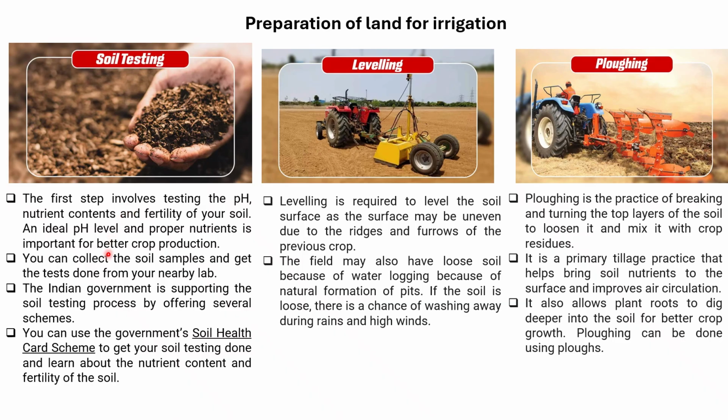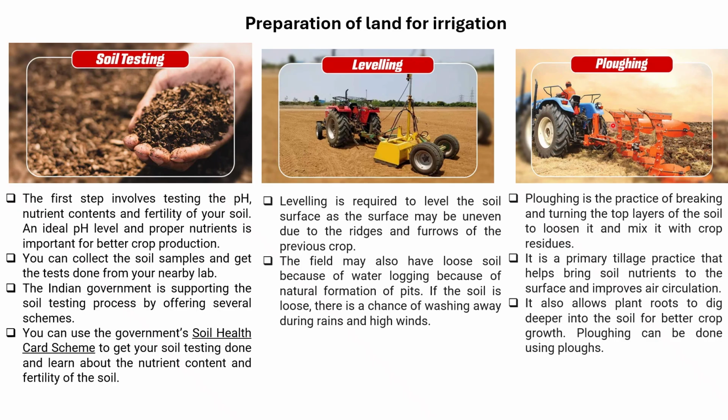The Indian government generally supports farmers through schemes like the Soil Health Card Scheme, which provides detailed information about soil health. The second one is leveling. After the testing of the soil nutrients, the field has to be leveled. Leveling helps us remove uneven surfaces caused by the previous crops, and it also prevents waterlogging, which can damage the crops, and avoids soil erosion during rain.